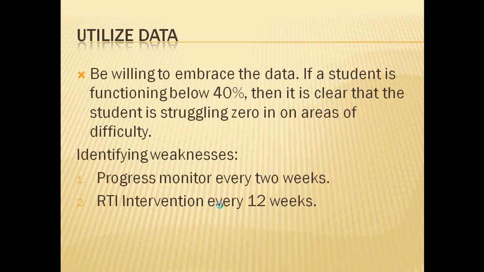You need to be willing to embrace the data. If a student is functioning below the 40th percentile, then there's evidently a problem. Either there's a learning problem or there's a behavior problem. You need to be clear by utilizing your data, and what I'm going to ask that you do is to zero in on areas of difficulty. You can do this by identifying your weaknesses, using your progress monitoring data, using your RTI intervention charts.